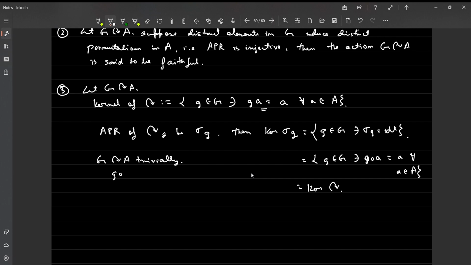Suppose G acts on A trivially. Then we know that G on A is nothing but A. Therefore, the kernel of the action is the whole of G, right?